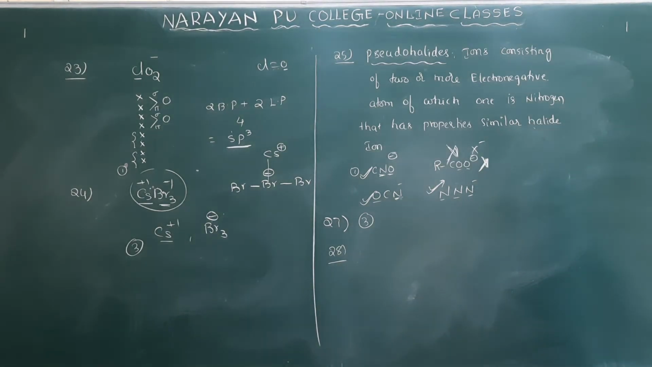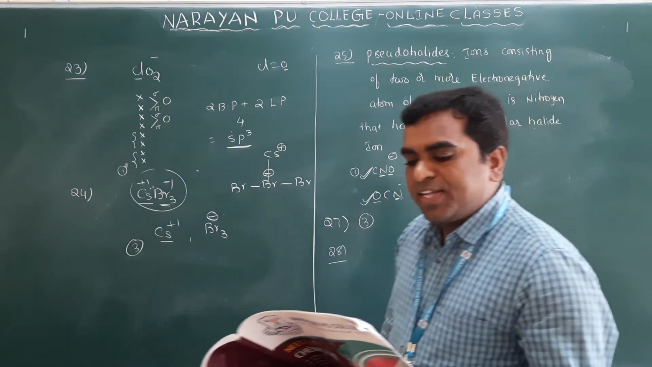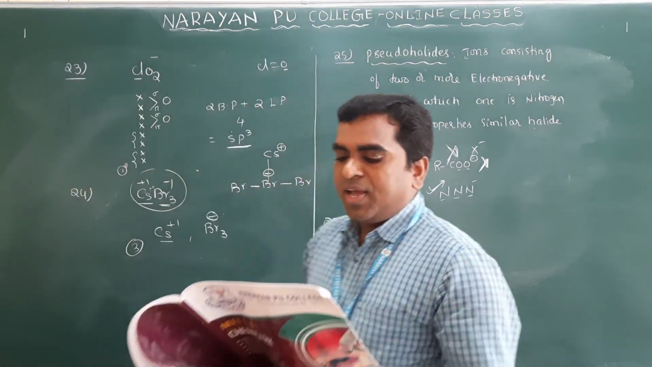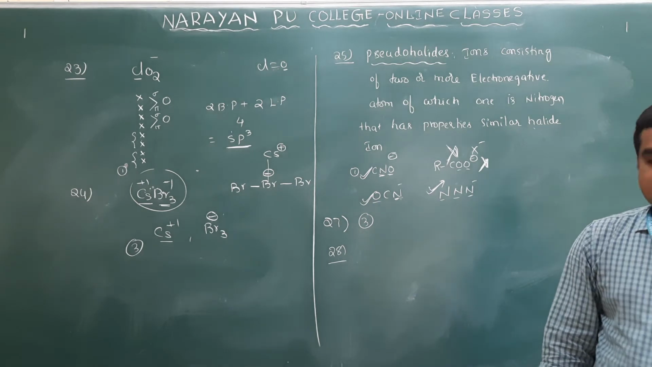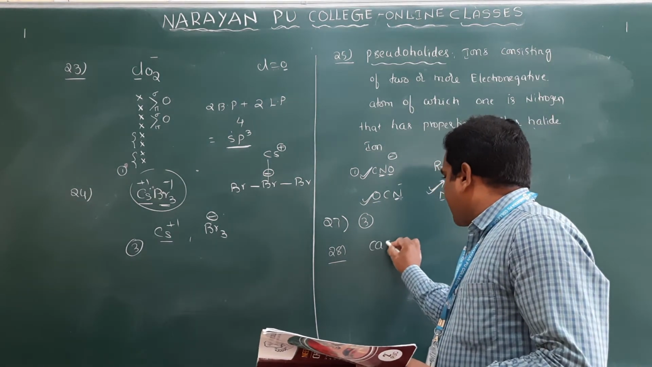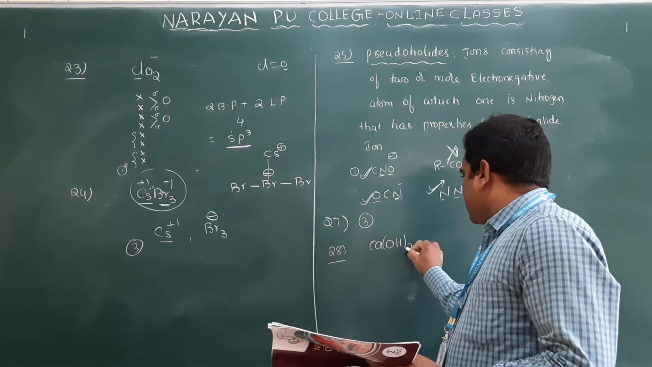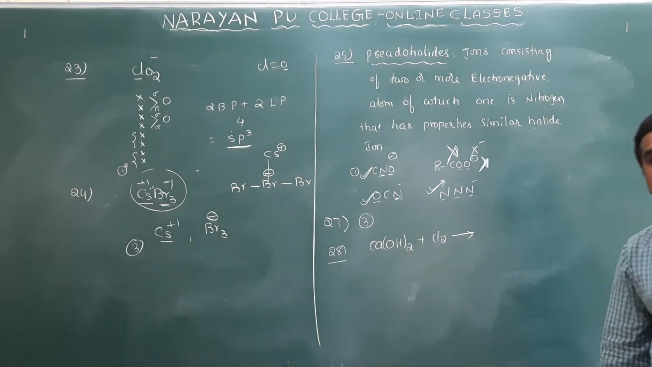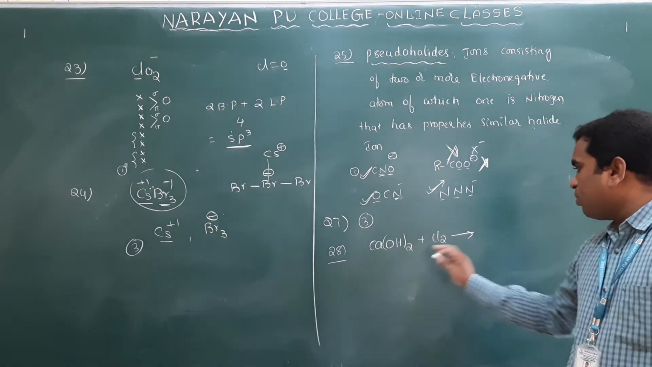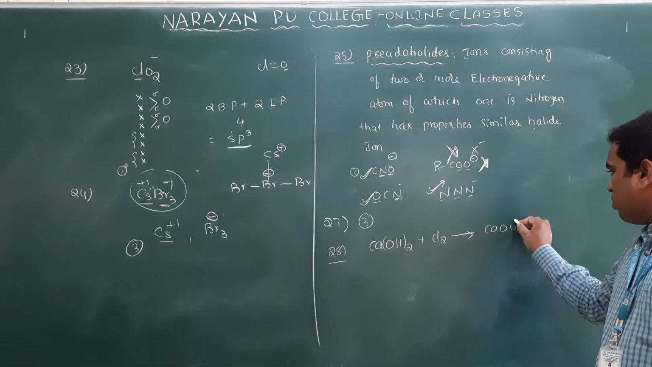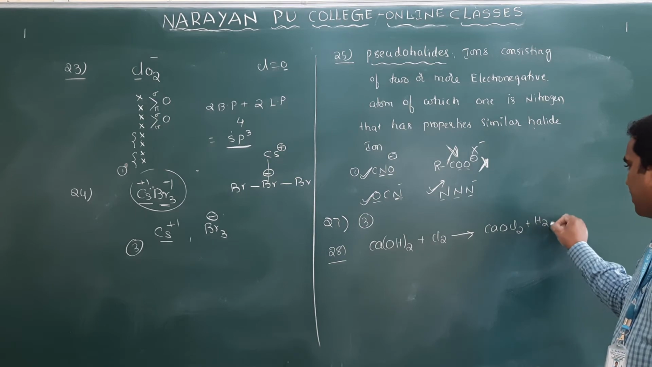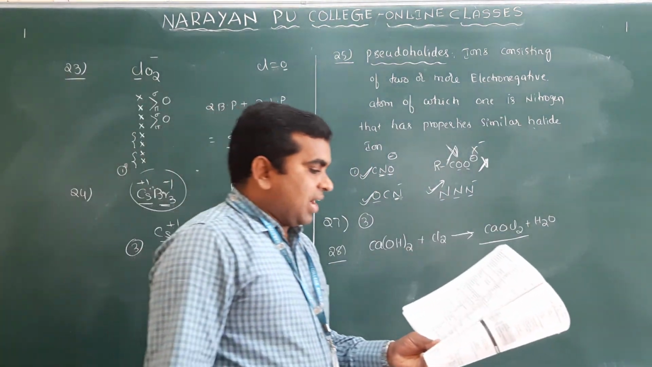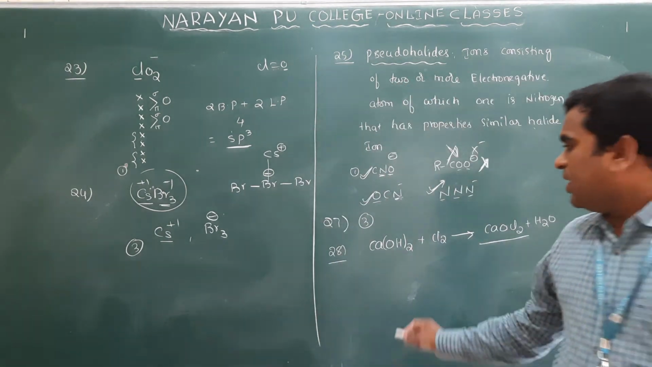Question 28. When chlorine is passed over dry slaked lime at room temperature, the main reaction product is? So what is here? Whenever we pass chlorine through calcium hydroxide, what compound will we get? In this one, CaOCl2 plus H2O. So this is calcium hypochlorite. That is your answer. So option 3 is the correct one.